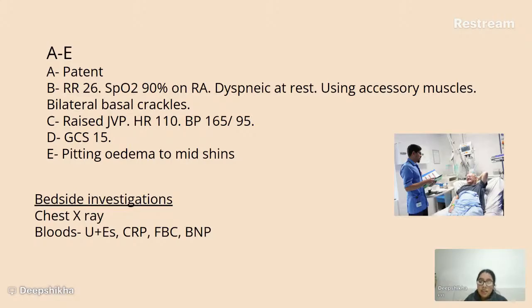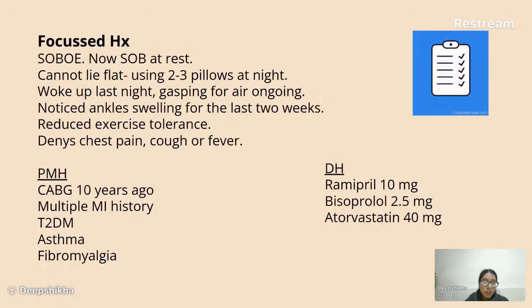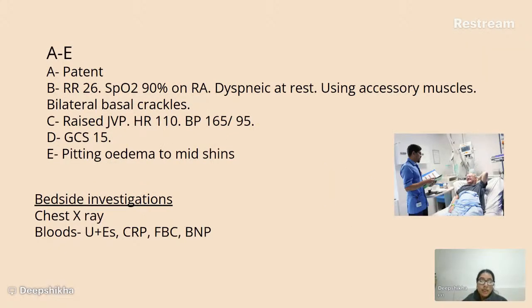Bedside investigations. At this point, we're thinking fluid overload, pulmonary edema. She has that significant heart history, multiple MIs, a CABG. That essentially leads you to thinking of heart failure. In this case, she's coming in with shortness of breath and fluid overload, which shows decompensated heart failure, leading to pulmonary edema and peripheral edema as well.